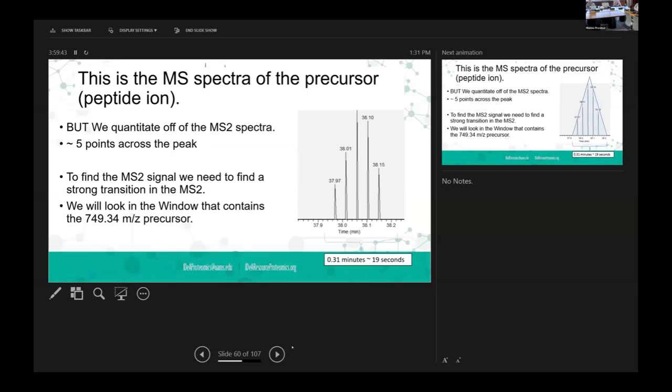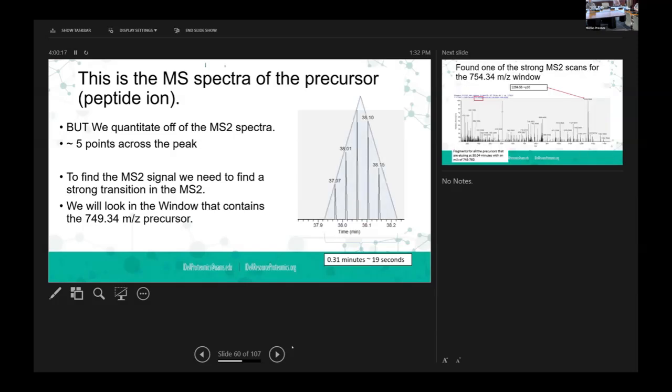And maybe this would be a conversation for tomorrow or something, but it seems like we go to a lot of trouble to not quantitate off of the MS scan. And we go to a lot of trouble to try to quantitate off the MS2, which has its own problems, as we've talked about. So trying to find the particular precursor, we're looking for a window that has the mass of that precursor in it. And so, if I could just quantitate on that, I could just draw a little triangle like that.